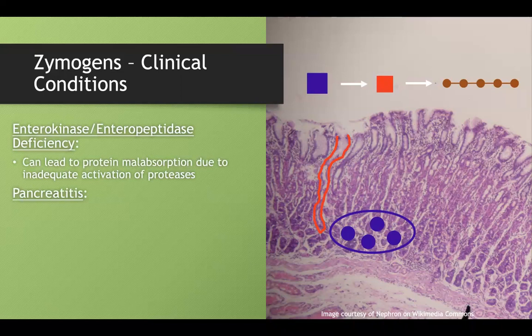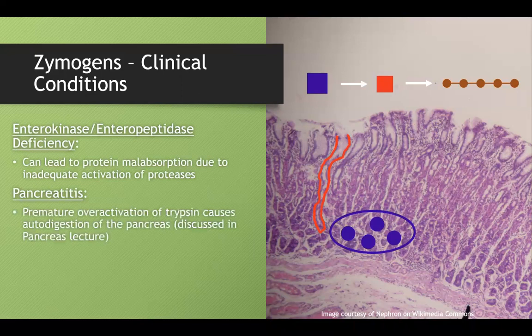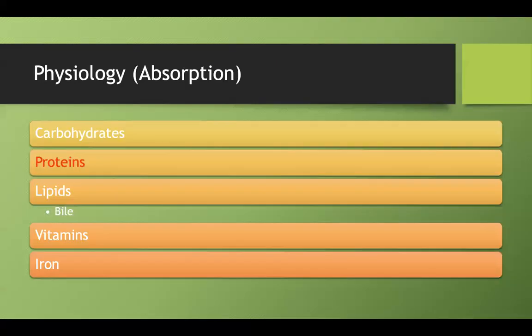A more relevant clinical consideration that is definitely going to be tested is pancreatitis, which is the opposite problem, where you actually have premature overactivation of trypsinogen into trypsin, and this can cause autodigestion of your pancreas.